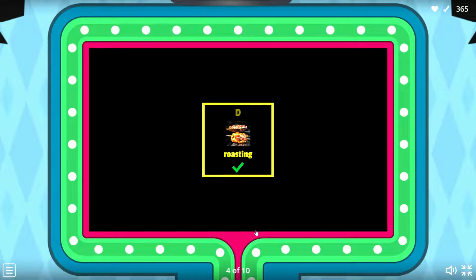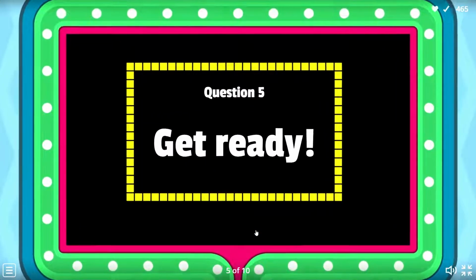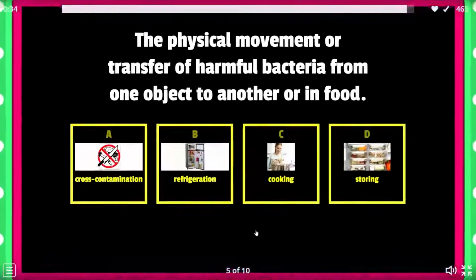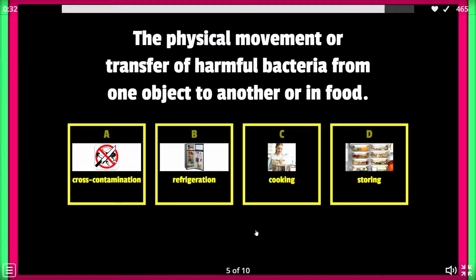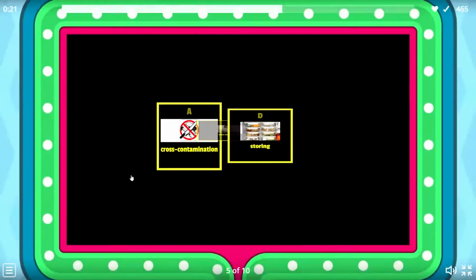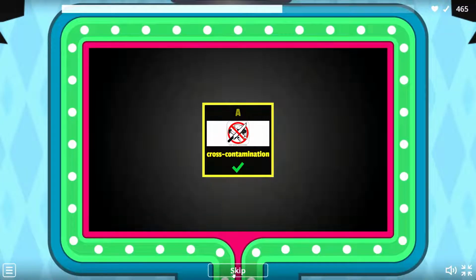For the fifth question, the physical movement or transfer of harmful bacteria from one object to another or in food. Is it cross-contamination, refrigeration, cooking, or storing? And the answer is letter A, cross-contamination.